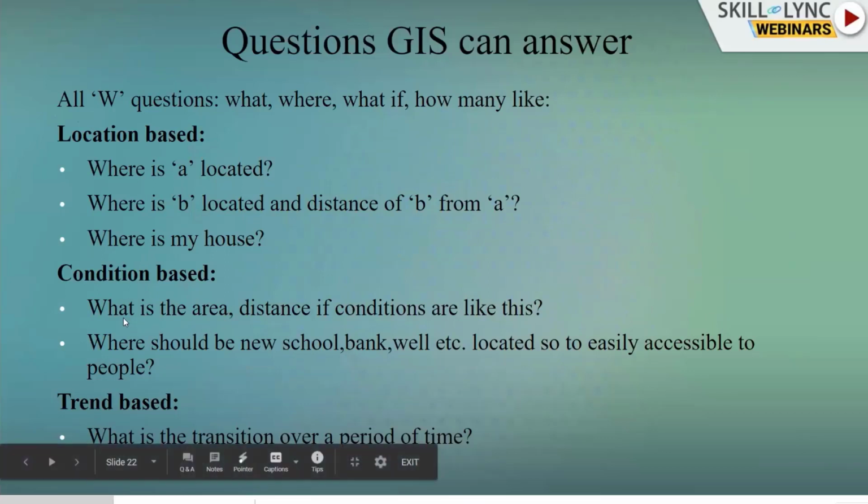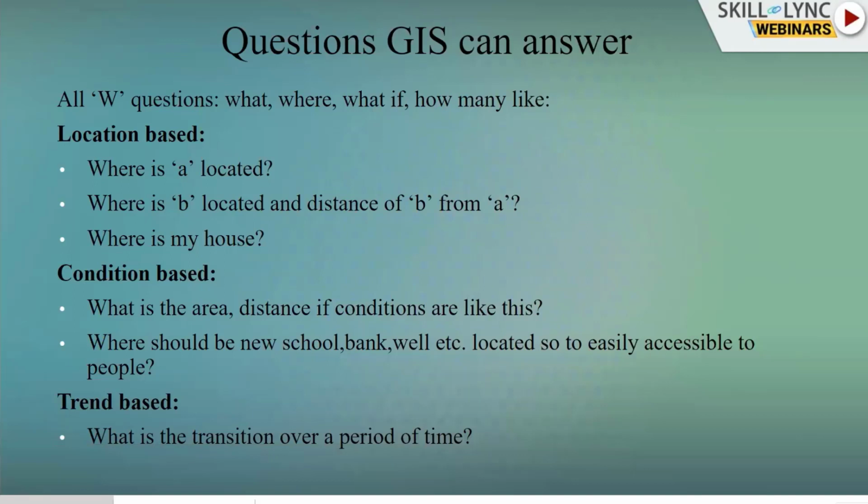Now coming to the questions which GIS can answer. GIS can answer most of the questions that start with W, right? Like what, when, what if, how many, etc. I'll give you one-by-one examples of all these things. We'll start with location-based queries. GIS can tell us, for example, if we want to find out where my house is. This is a location-based query, and we can answer this question with the help of GIS, using Google Maps or Google Earth, these platforms.